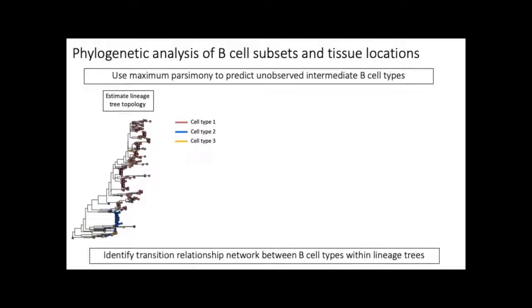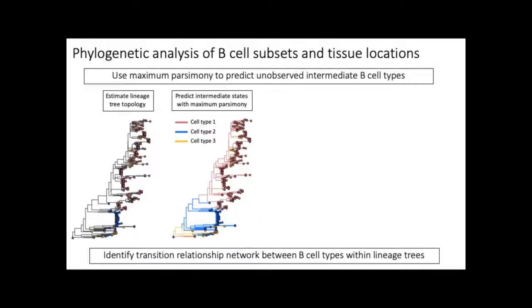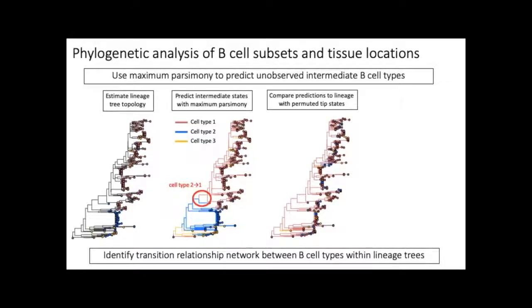One way that we've developed to study this is, given a lineage tree that has been reconstructed that has different cell types labeled at the tips, these could be cell subsets or tissue locations, we can use an algorithm such as maximum parsimony to predict the states at these internal nodes. In addition to being kind of a cool way of visualizing this, it allows us to pinpoint where on trees switches between these types are expected to occur. We can then compare the types of switches that we see in our observed data to the types of switches we see in lineages from permuted tips.